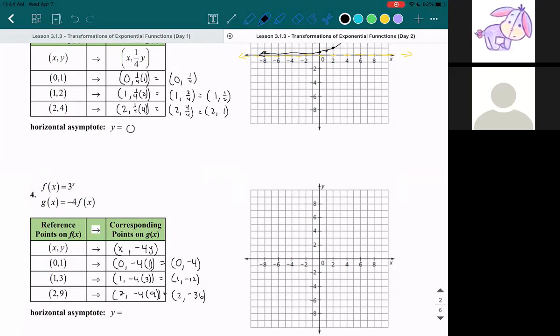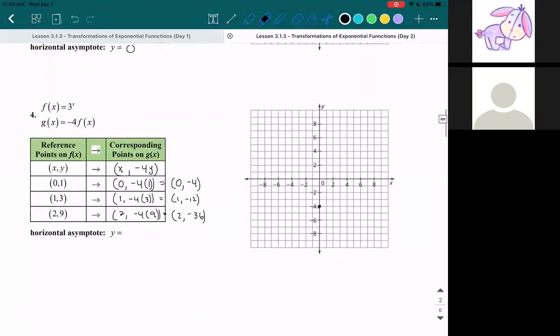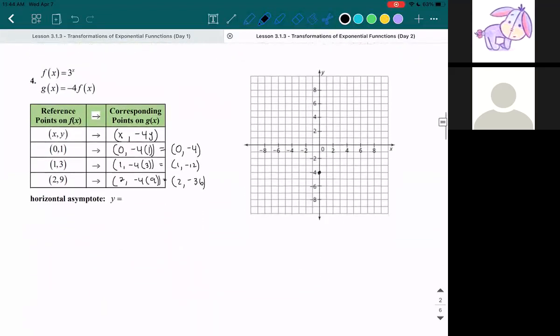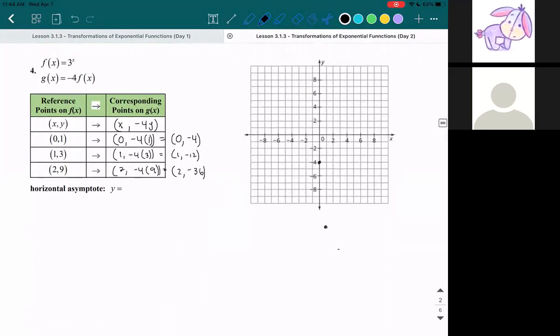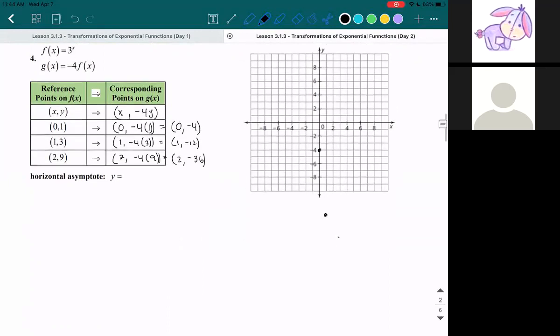All right, let's plot these points. Okay, it's very hard to plot these points, but I'm just gonna give it my best shot. 1 comma -12, somewhere over here. Wow, no, not there. Stop that. 1 comma -12 somewhere over here. 2 comma -36. I'm just gonna put that over here. Okay, close enough. My point is, look how stretched out this graph is.